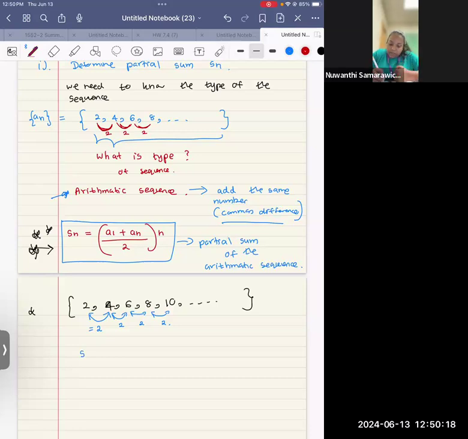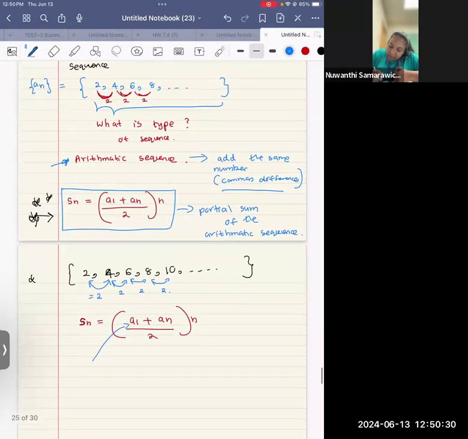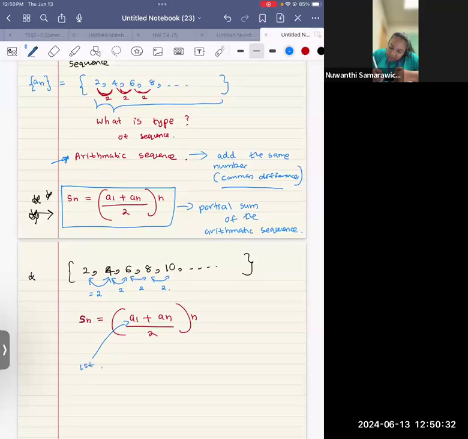So let's see what the idea is. This is the partial sum. This is the first term of the sequence, and this is the last, the nth term of the sequence.